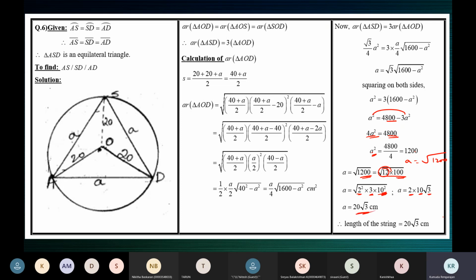So the length of the string of the toy telephone each boy has is 20 root 3 meters, not centimeters. It's meter everywhere, children. Is it clear, children? Yes.